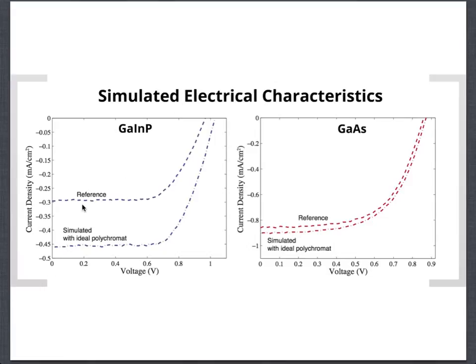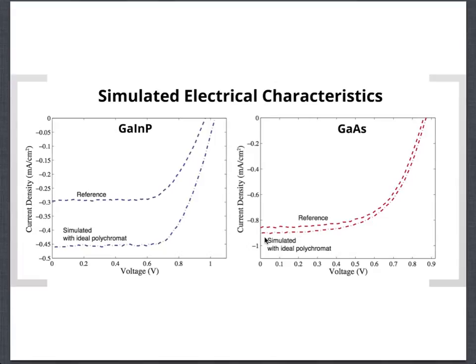Reference means there is no polychromate, just a bare solar cell illuminated with sunlight, and simulated with the ideal polychromate means the design we created from the simulation. You can see that in the case of gallium indium phosphide, the increase with the polychromate is much higher compared to the gallium arsenide solar cells. But still, the gallium arsenide solar cell has some increase with the polychromate. This was from the simulation.